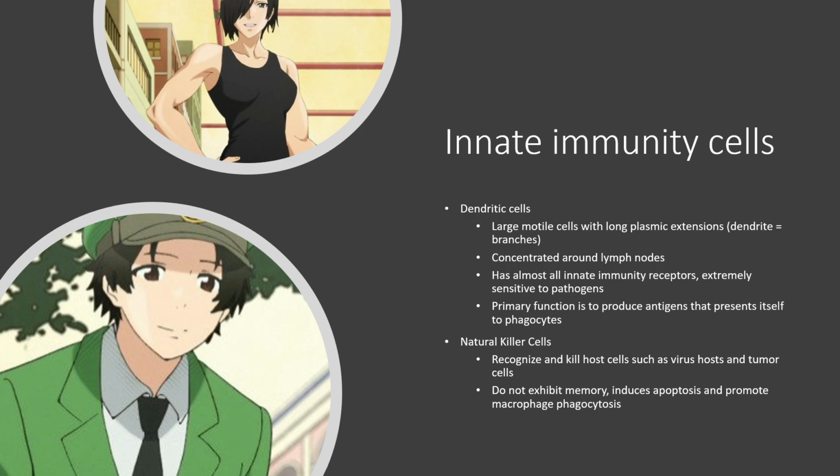So in the anime, he is represented by a receptionist type character in which his hat has a branch attached to it. So this is actually related to the name dendritic cells. Dendritic cells are large motile cells which have long cytoplasmic extensions. The dendrite is actually an older term for branches. So this cell is represented in the anime as a person residing in a tree. This actually reflects the cell's nature in which it is branch-like.